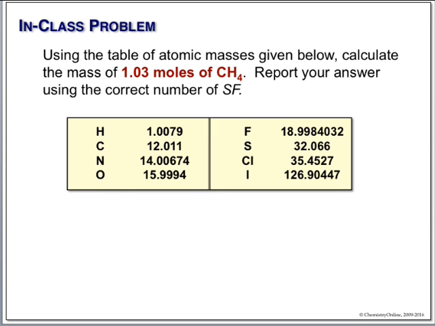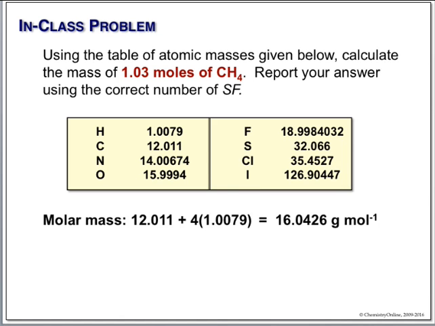To get our molar mass, we have 1 carbon and we have 4 hydrogens. So multiply this by 4, add it to this. Our molar mass should be 16.0426 grams. Now I'm going to leave all these digits there. I'm just going to leave them there until we're done, and then we can round. So this is our molar mass.